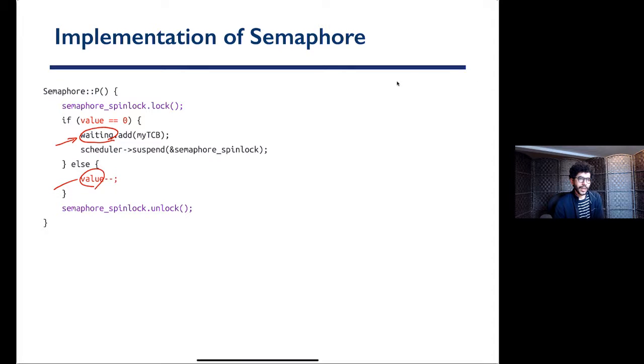Now, the second question I have is, in the CV implementation, why do we not unlock the mutex in wait? Never mind, I misread. Oh, okay.